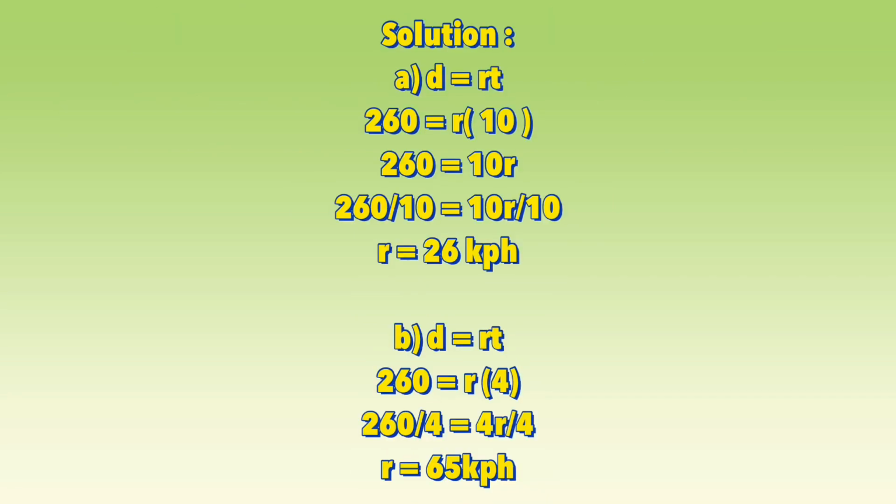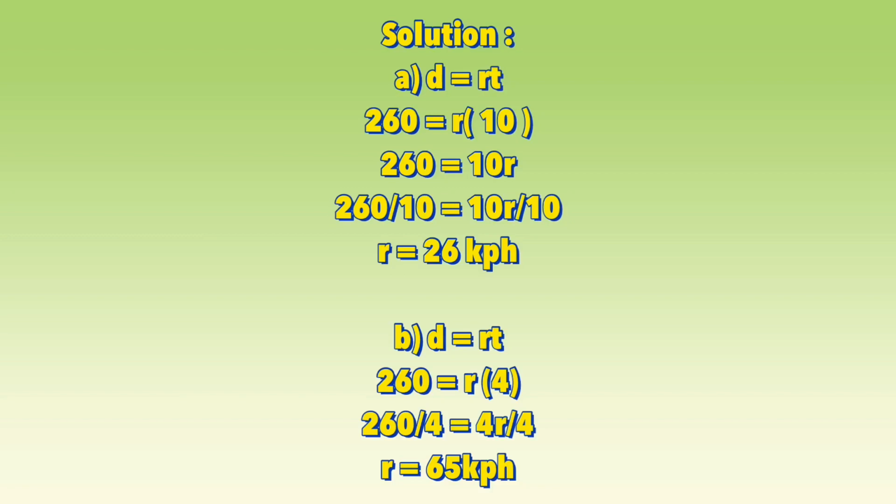So this problem is asking for the rate of travel, or the speed of travel by Carlo. So our solution for letter A, we're going to use again the common formula D equals RT. Since the given is the distance, 260 kilometers, we're going to substitute for D: 260 equals R, not yet given, but the time is given, 10 hours.